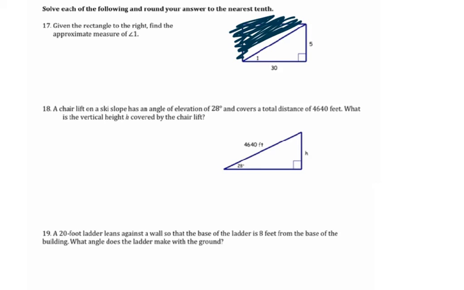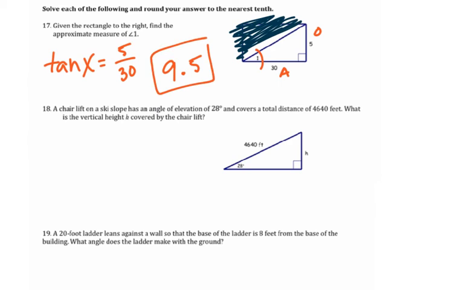So I have angle 1 that I'm solving for. I have an opposite, and I have an adjacent. So that leaves me tan of some angle I don't know equals opposite over adjacent. Second tan, 5 over 30. So my angle is 9.5 degrees. Very small little angle. That's silly.